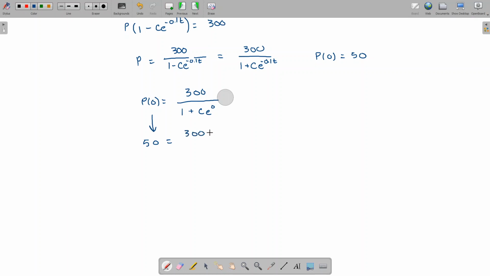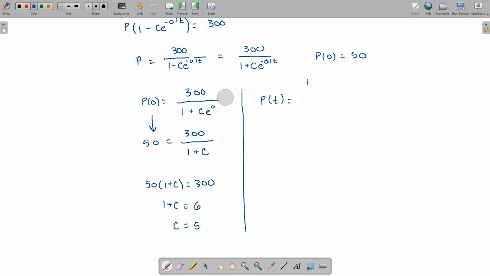So 300 over 1 plus c, because e to the 0 would just be 1. We can multiply this to the other side, so 50 times 1 plus c equals 300. You could distribute, but I'm going to go ahead and divide. 1 plus c is equal to 6, and then subtract over, c comes out to 5. So this gives us our particular solution of p of t equals 300 over 1 plus 5 e to the negative 0.1t.